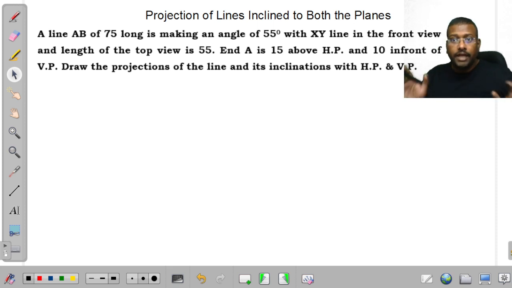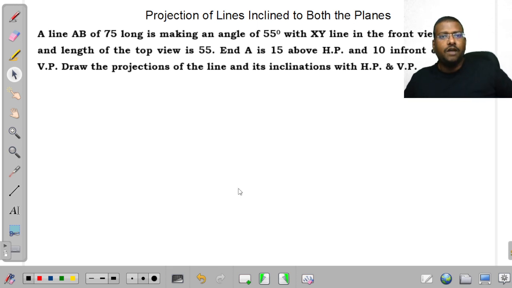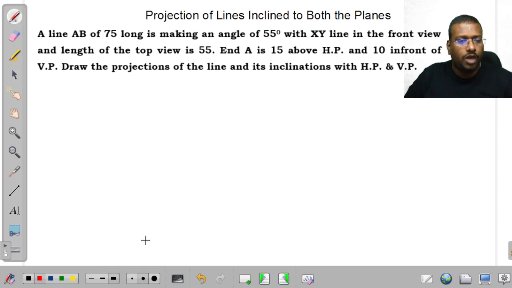Don't immediately read the entire statement. Whatever information is known, if you write that information on the page, it is going to be very easy for you. A line AB of 75 long. So what we know is AB of 75 long is given. Therefore the true length is given. How much is the true length?